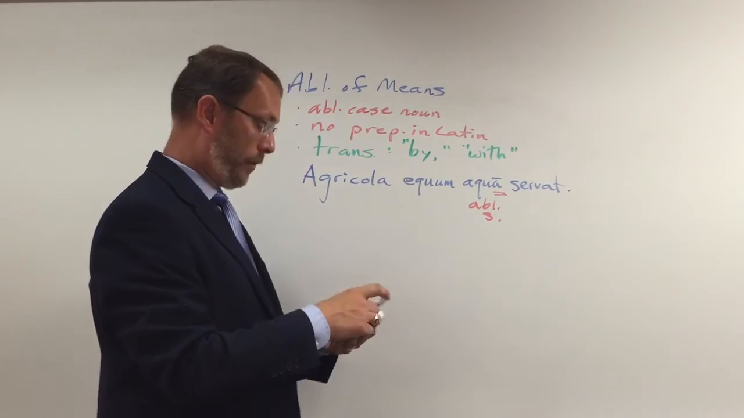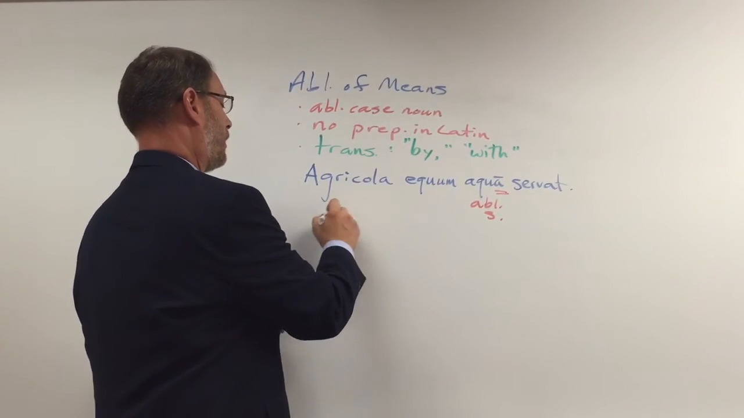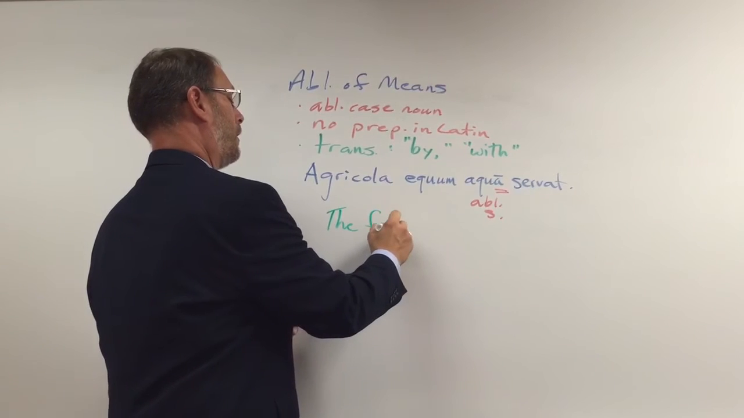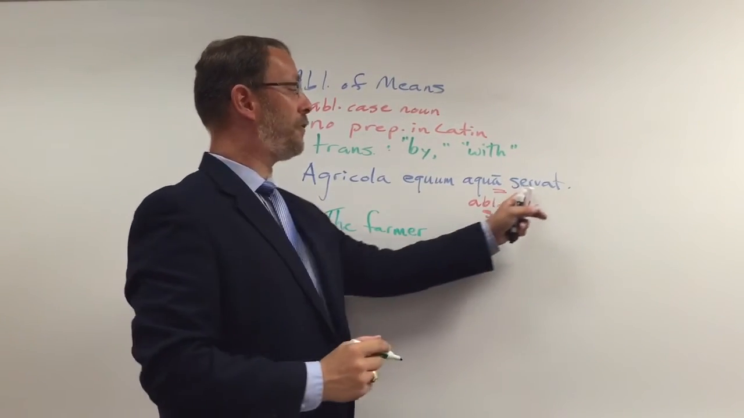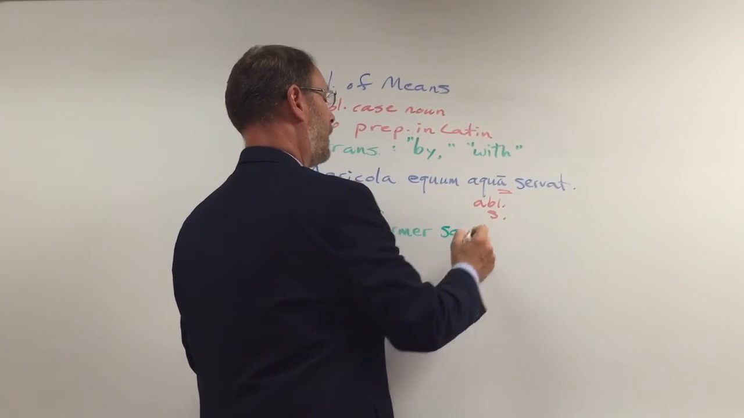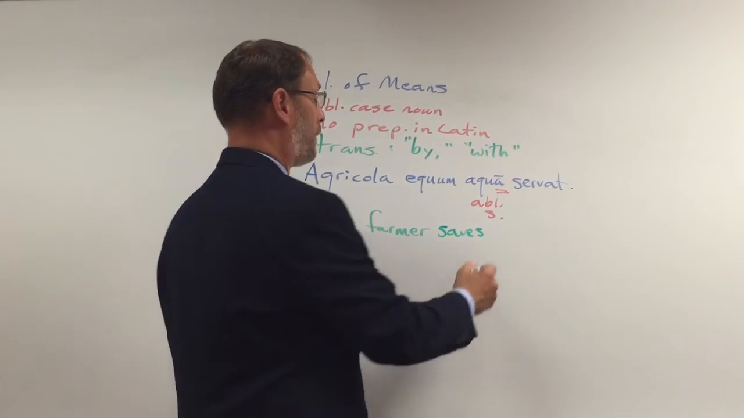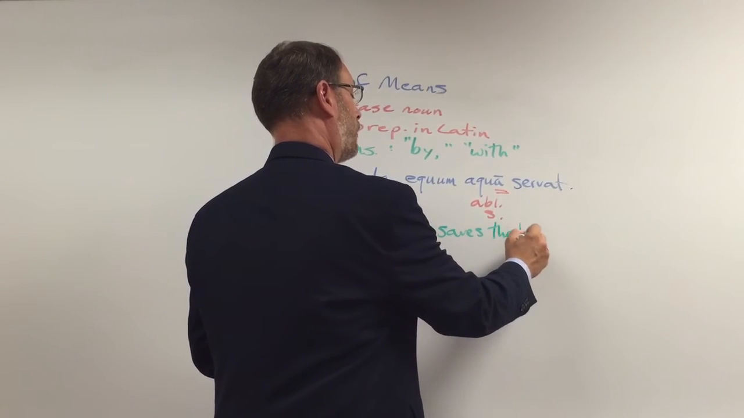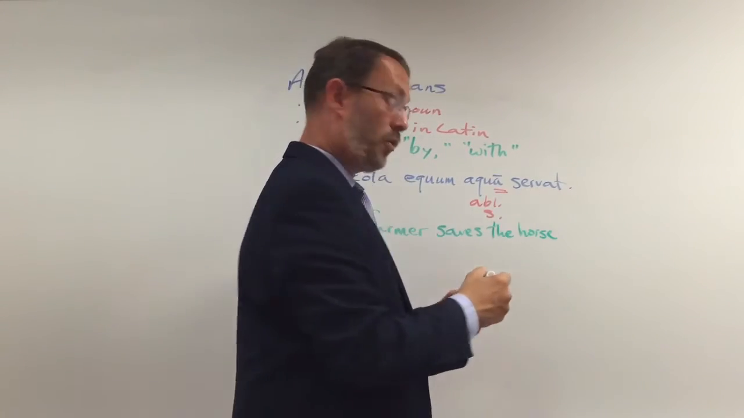So what's happening? Well, we've got our farmer. What's he doing? The farmer servat. The farmer saves. And what's he saving? Well, he's saving his horse. The farmer saves the horse. And there's all kinds of ways you could save the horse.